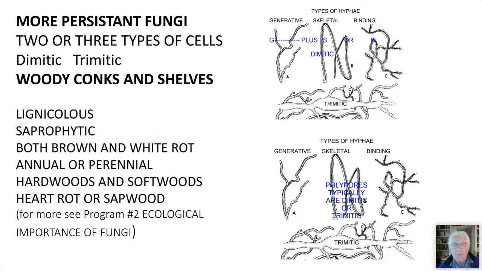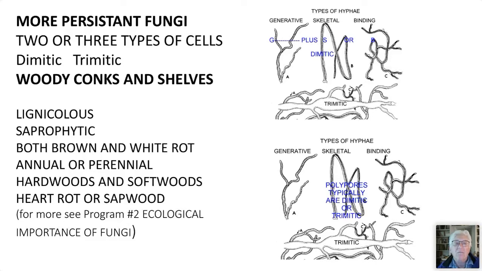Now, we look at the more persistent fungi. These are ones that have two or three types of cells. All mushrooms will have the generative cell. If it has either the skeletal cell or the binding cell, we call it dimitic. So it can have either of those, two of these. If it has all three, then it's called trimitic.